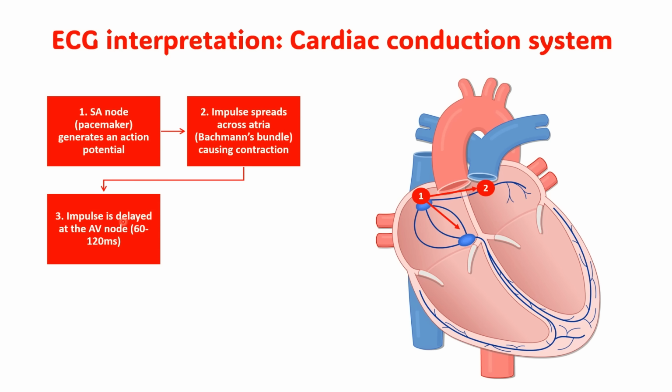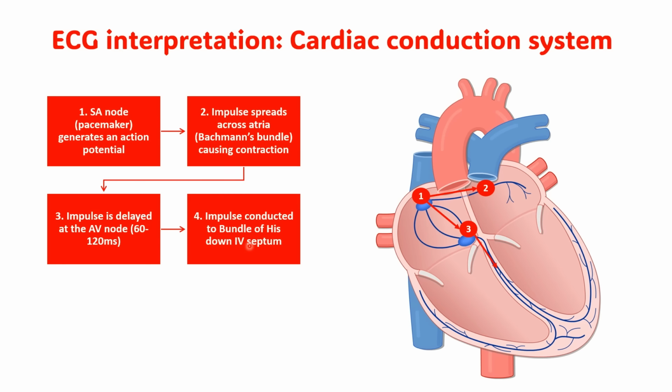And then the impulse is delayed at the atrioventricular node, the AV node, for 60 to 120 milliseconds. Essentially, this allows the ventricles to fill with blood and prevents premature ventricular contraction. The AV node is supplied by the AV nodal artery, which is a branch of the posterior interventricular artery, which is normally a branch of the right coronary artery. There's a lot of anatomical vessel variation.